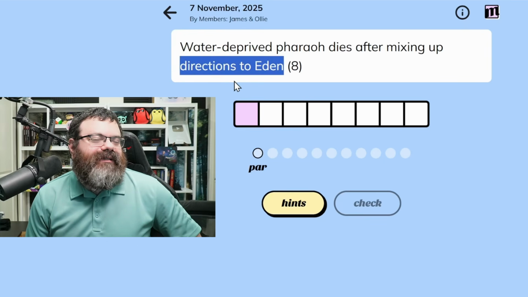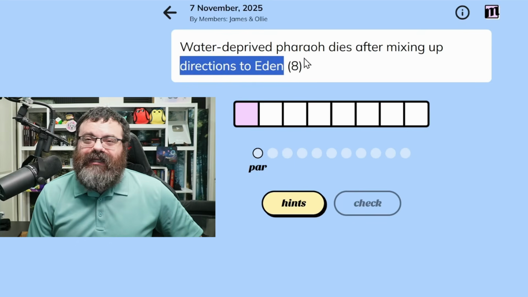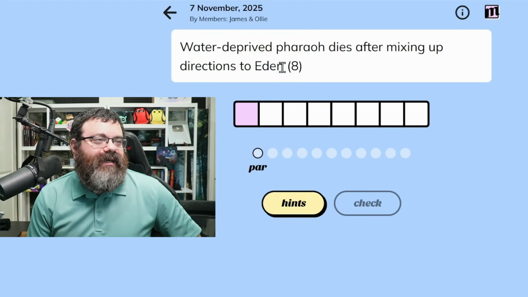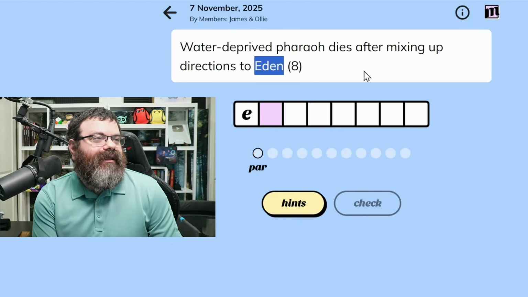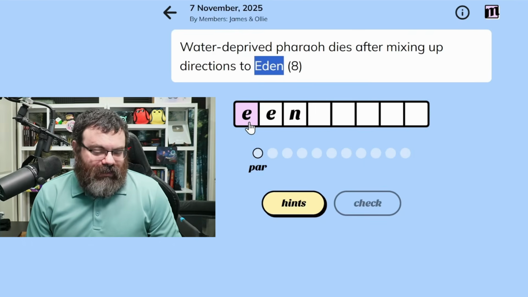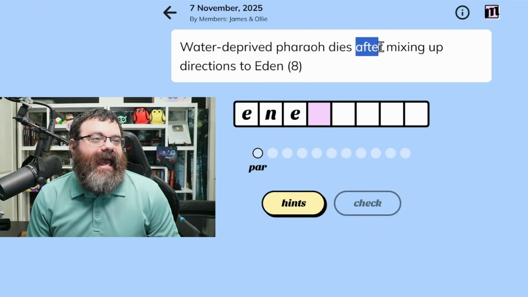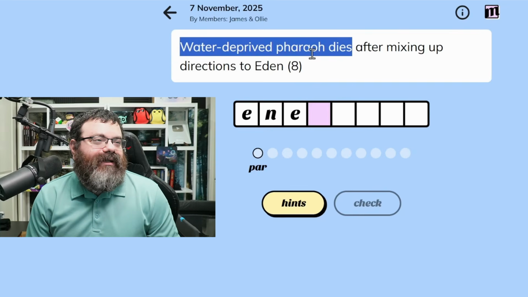Maybe it's directions to, so okay. This is what I'm thinking. The directions can be north, south, east, west. N, S, E, W. So the directions to Eden could be the N's and E's from Eden. And we have to mix it up. So maybe it would be like N, E, N, E, or something like that. And the reason I'm putting it first is because whatever is over here is happening after whatever's over here. So this is first. Now, what are we putting after it?